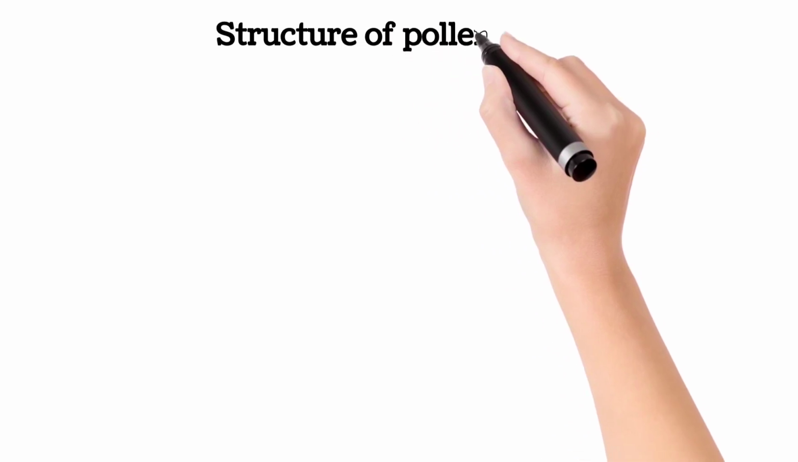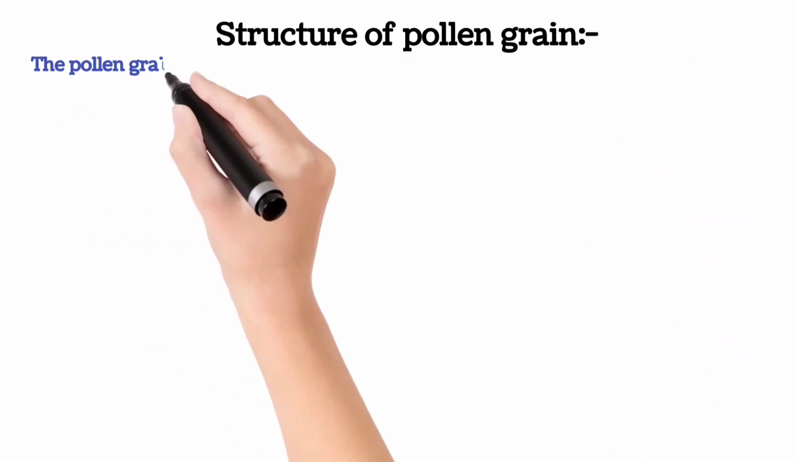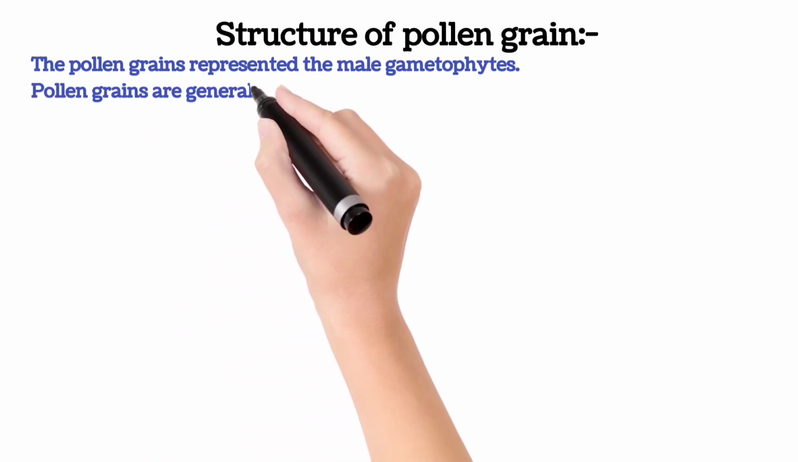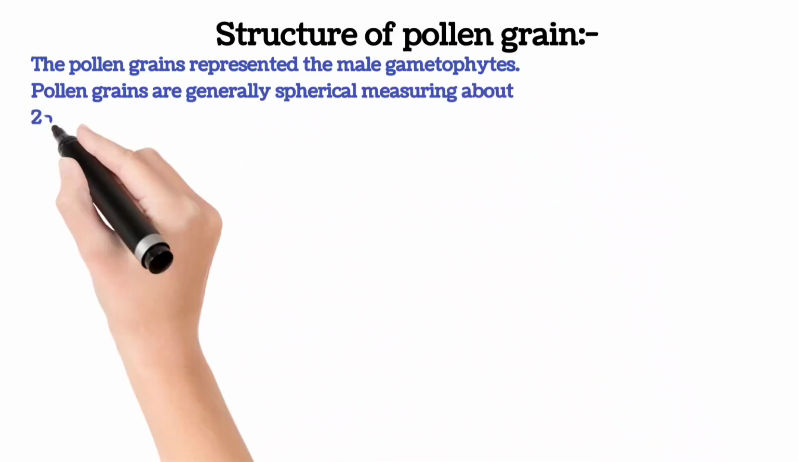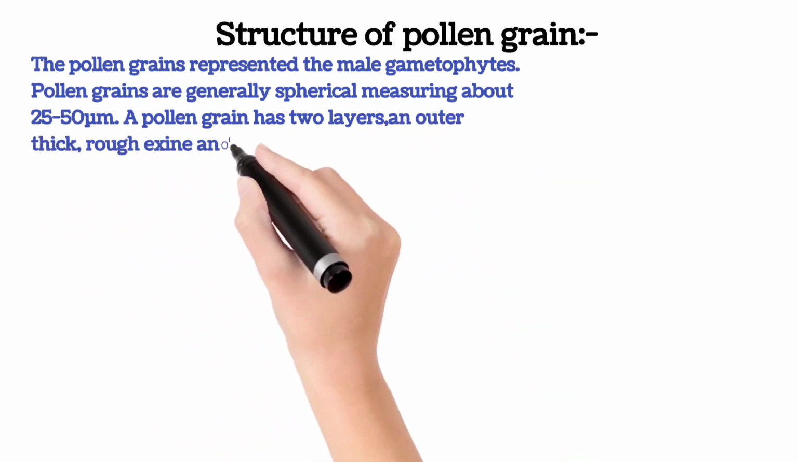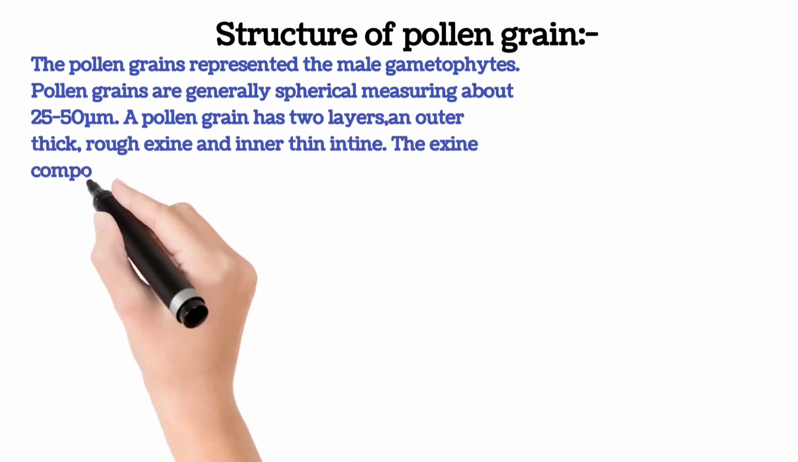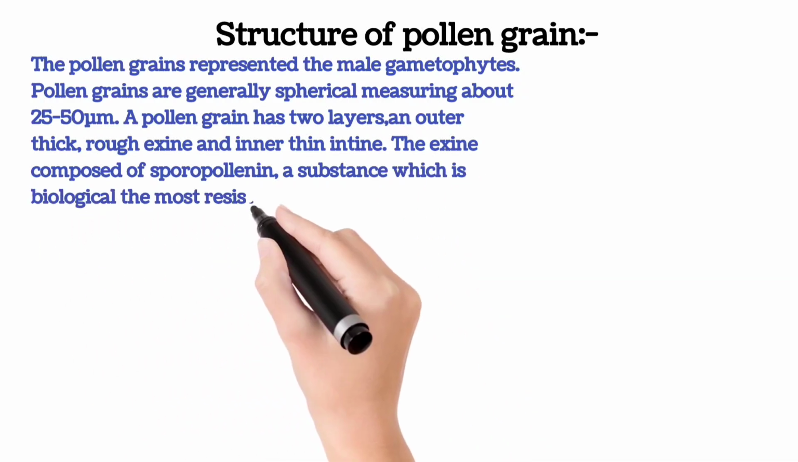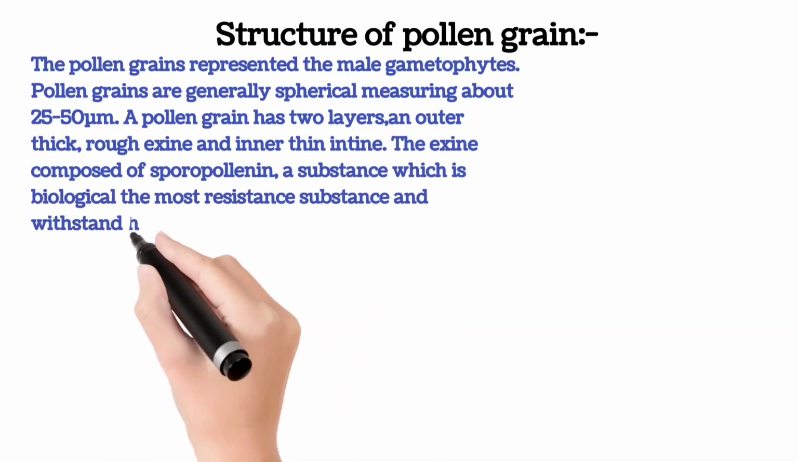Structure of pollen grain. The pollen grain represents the male gametophyte. Pollen grains are generally spherical, measuring about 25 to 50 micron. A pollen grain has two layers: the outer thick rough exine and the inner thin intine.